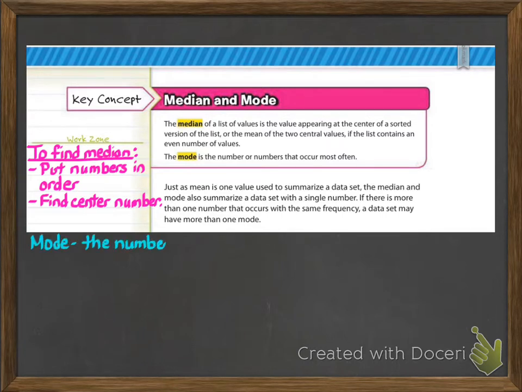To find the mode, look for the number that shows up the most often. That one's pretty easy because once you have your numbers put in order, you can tell which numbers show up more than once.